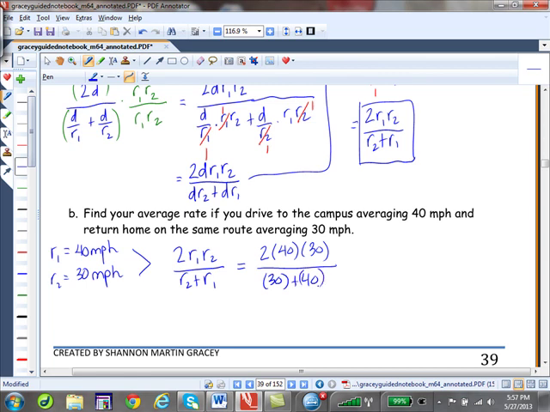So I just substituted in wherever I saw an R1, I put 40, and wherever I saw an R2, I put 30, because that was what the problem said. And then when we simplify, we'll get, let's see, 2 times 40 times 30 is 2400 over 70. And it makes sense to approximate this, so just make sure you put the wavy equal sign and you end up getting approximately 34 miles per hour.